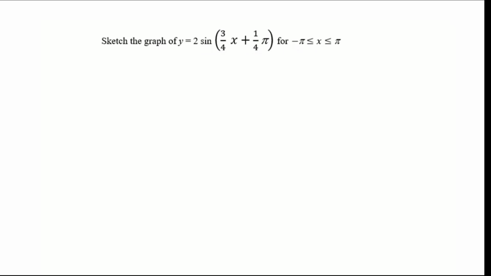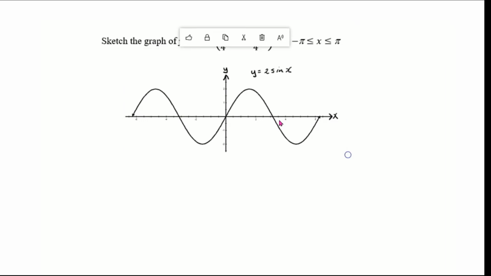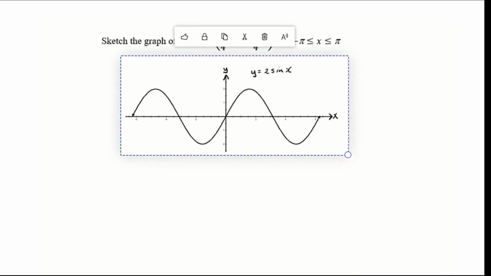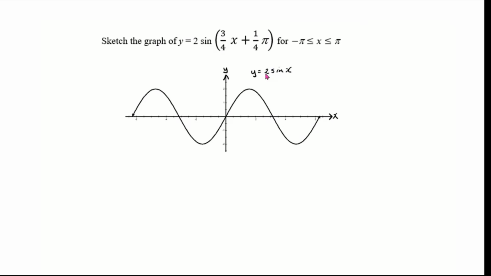Since we are using the transformation method, we need to start from a parent graph. And the question here is a sine function. So for the parent graph, we can start from y equals sine x. Here, I put in the 2. So in a trig function, 2 means the amplitude of the function. The amplitude is always the same, so I straight away put in the amplitude in the parent graph in order to reduce the working steps.